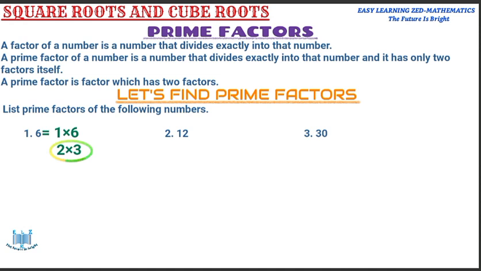The ones I've circled in green and yellow there, they are prime factors. So we can say 2 and 3 are prime factors of 6. Okay, 2 and 3 are prime factors of 6. So those are the 2 prime factors of 6.